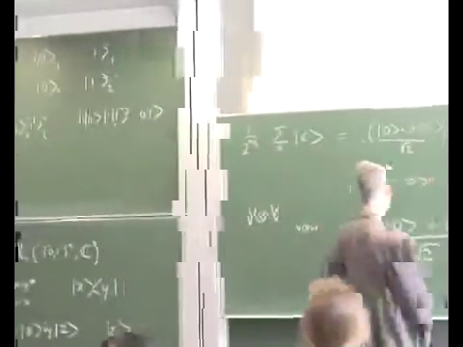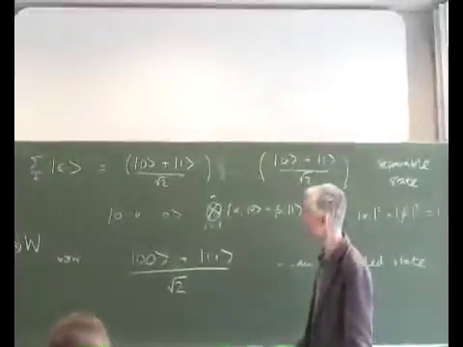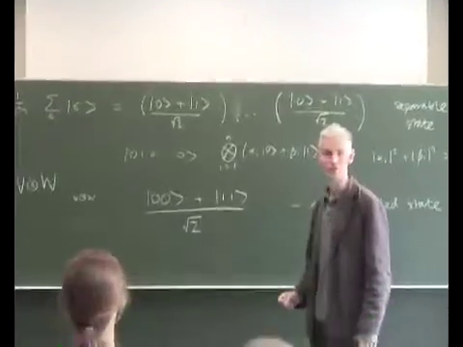So over here, supposing we take a measurement of the first qubit, then what's the probability that we'll get 0?